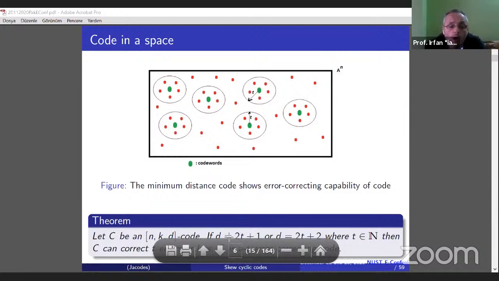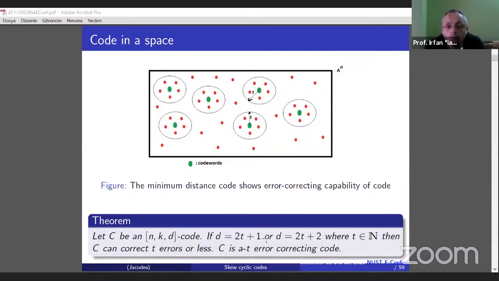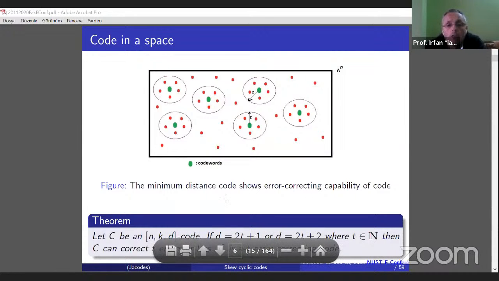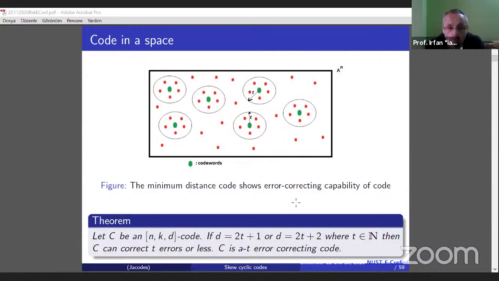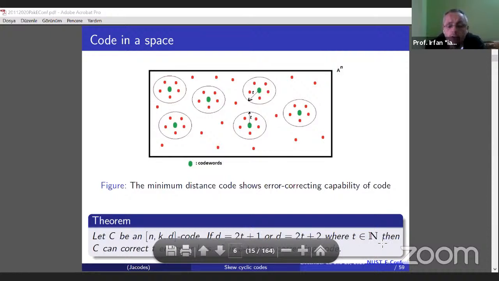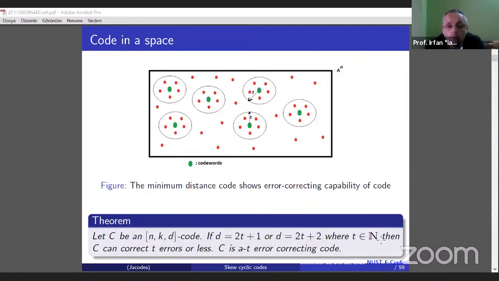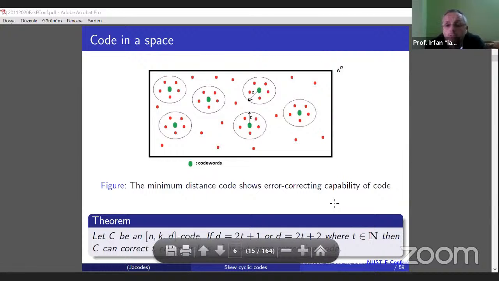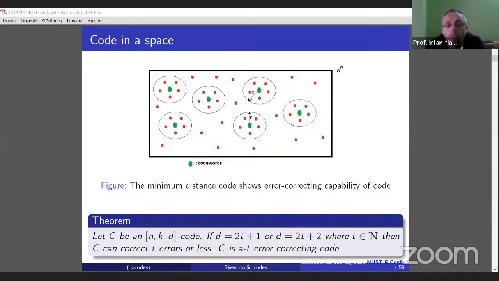Basically, if you have the minimum distance 2t plus 1 or 2t plus 2, odd or even case, then your code can correct t errors and detect d minus 1 errors. This is going to tell right away the ability of your code. But finding the minimum distance in a nonlinear problem is an exponential problem, an NP problem, a non-polynomial problem.